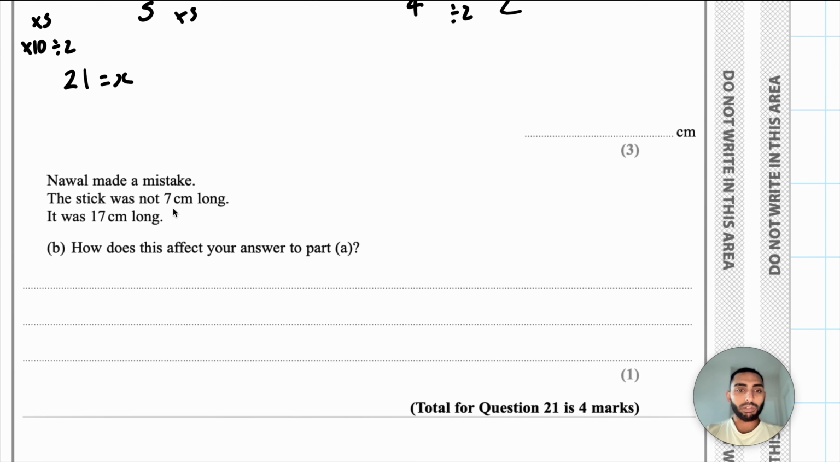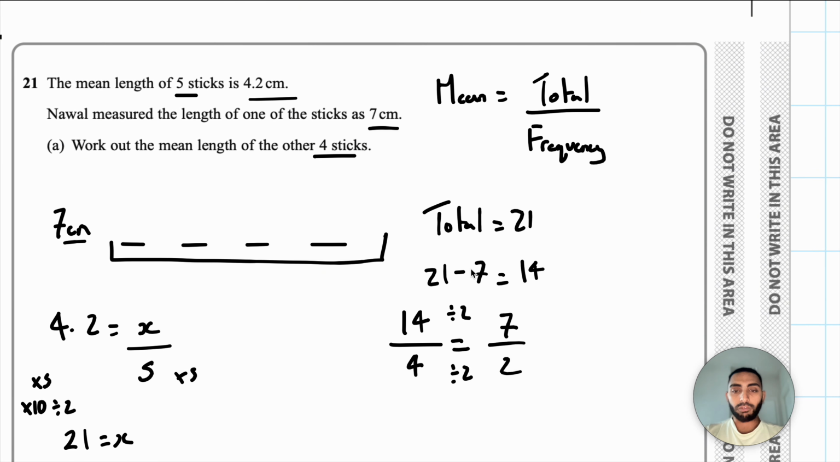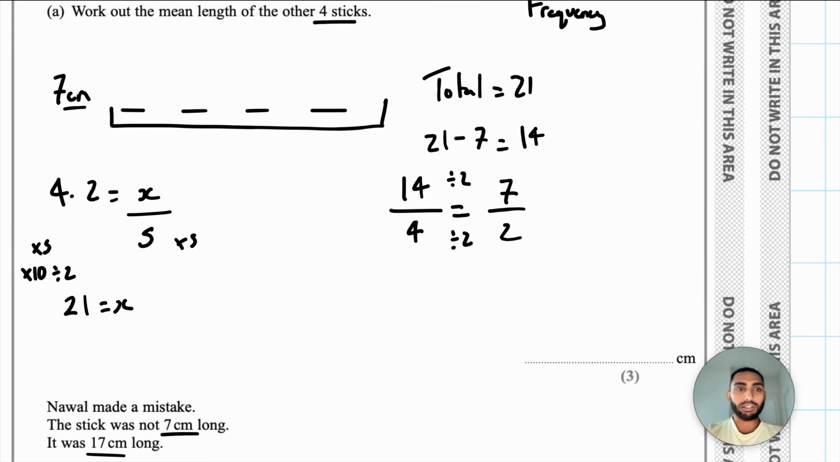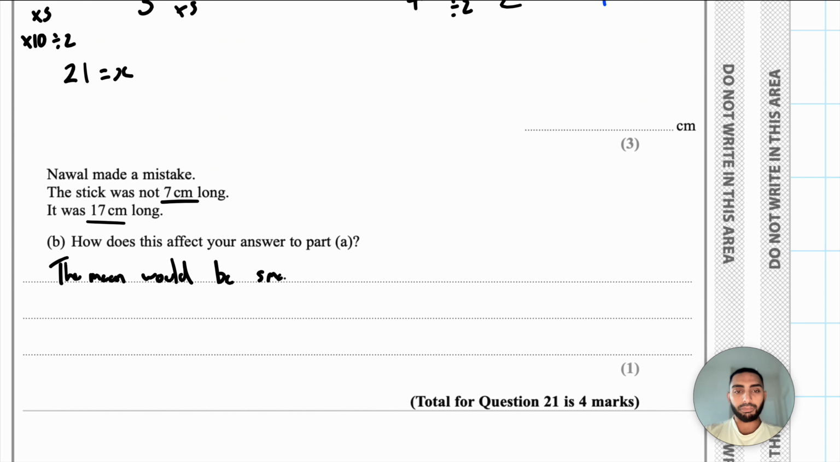Now we made a mistake, the stick was not 7 centimeters long, it was 17 centimeters long. How does this affect your answer to part A? So in this question, we took away 7 instead of 17. So let's just imagine we took away 17 instead. We would have 21 take away 17, which would give us 4. And so the total of the 4 numbers is 4. And there's 4 numbers altogether. So 4 divided by 4 would be 1. Our mean would be smaller. So it affects our answer to part A in that the mean would be smaller. It would be 1 centimeter.